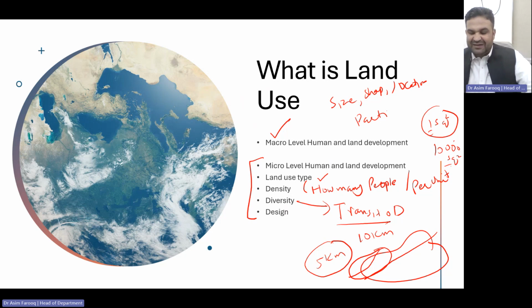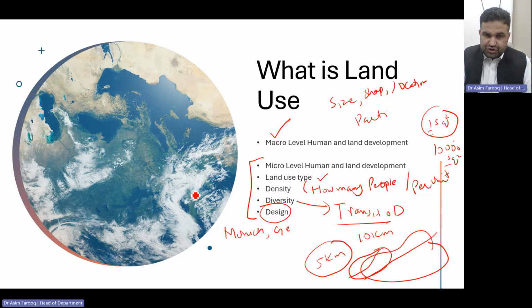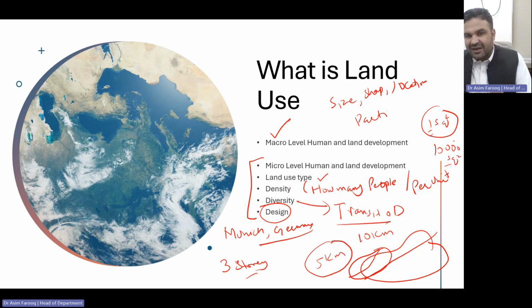And then the last part is design: how those buildings, sites, heights, and setbacks actually look. For example, in the city of Munich, Germany, called München, they do not allow multi high-rise buildings, which we call skyscrapers. They do not allow more than 3-story buildings, because people want to see the open sky when they come up from the underground station. This is the concept of design within a city according to people's demand, received through public opinion polls or public participation in the design.